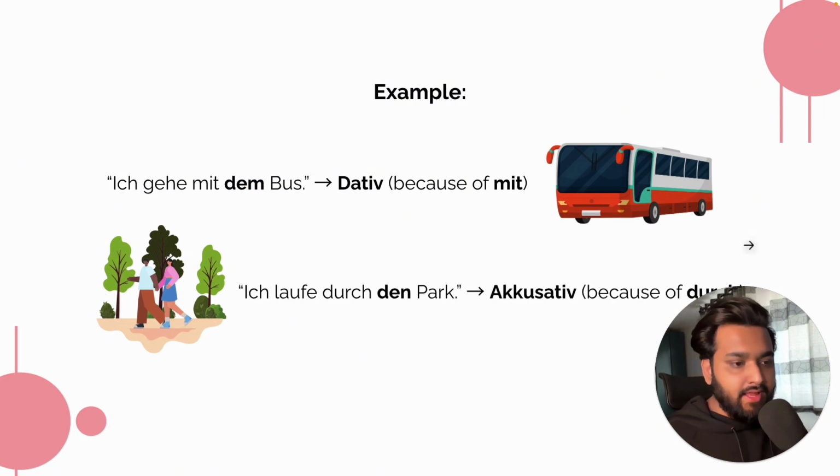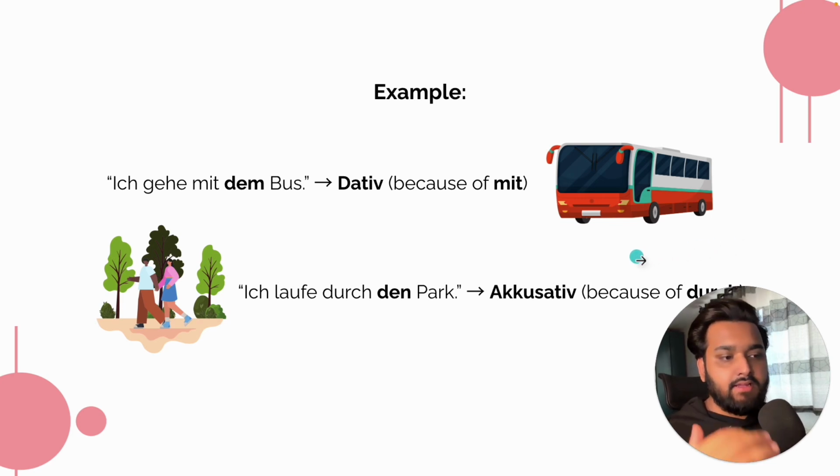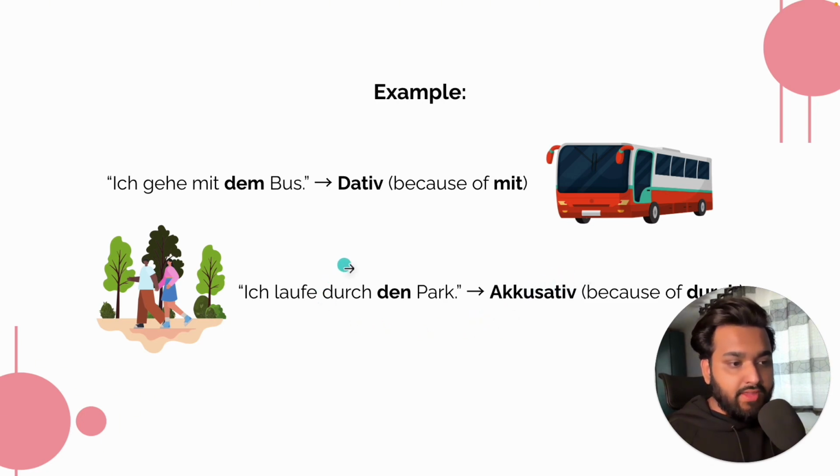The next example we have ich laufe durch den Park. That means I walk through the park. And in this case, this is accusative because you can see we have the preposition durch. And as durch is an accusative preposition, that's why you turn der into den. Park has also the article der, and you have to transform into den because it's accusative. And now we have understood this through both of the examples. The first one was dative, the second one was accusative.